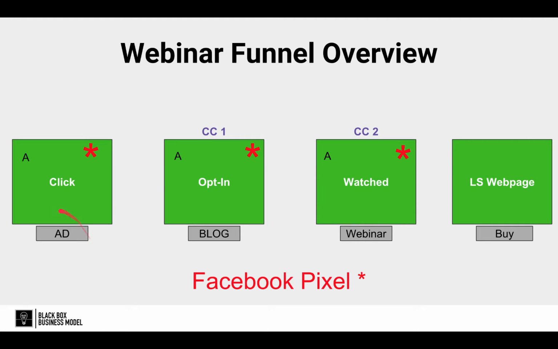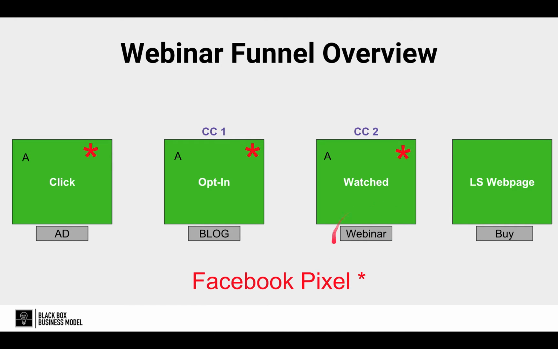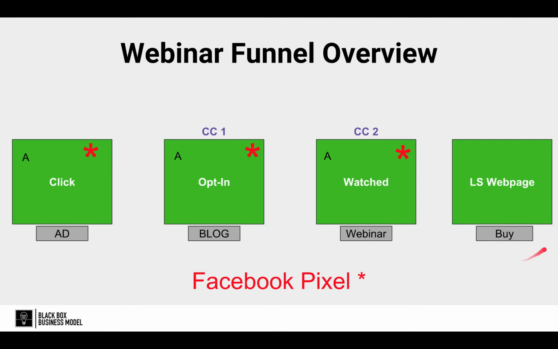So first you're going to have your Facebook ad, which is going to direct to your blog post, which is really your opt-in page. Then you're going to have your webinar casting room, and then you're going to have the page where your affiliates and customers can purchase the Legal Shield service. So here's how this goes.